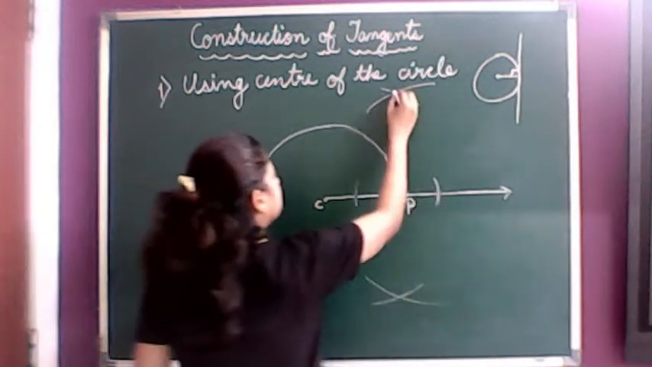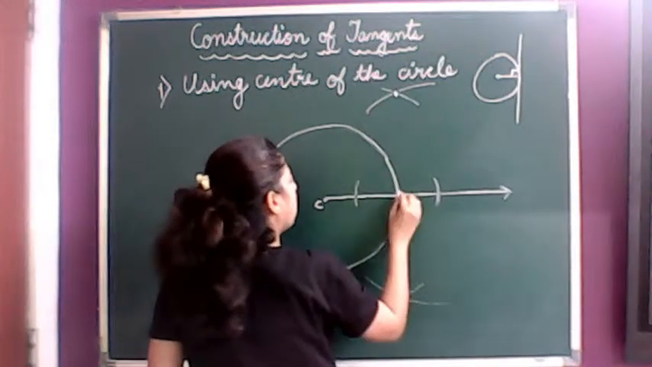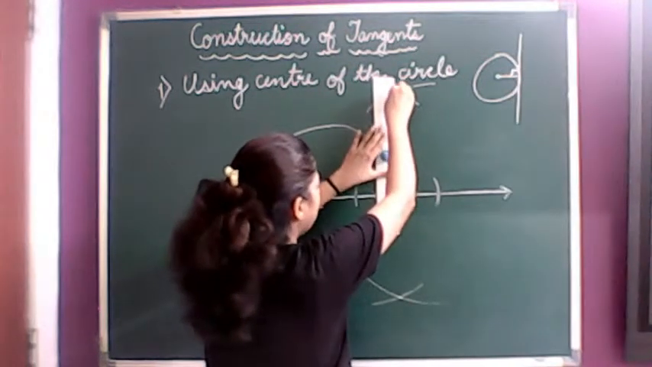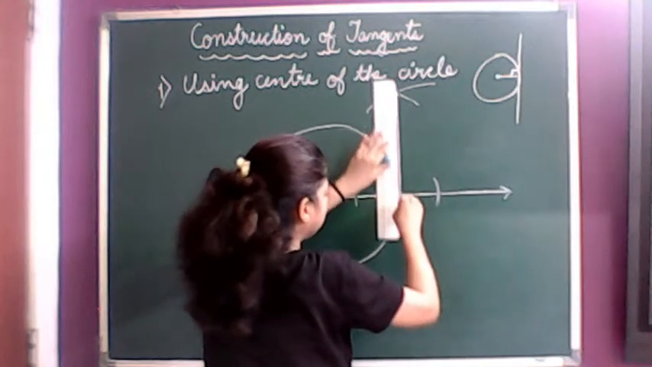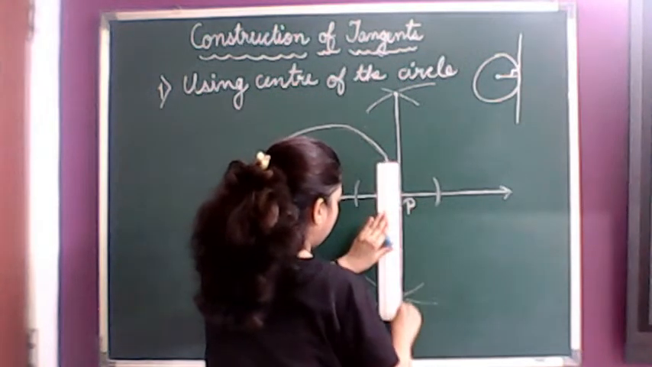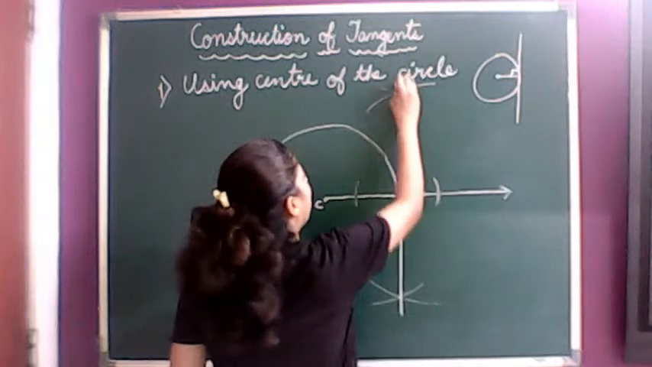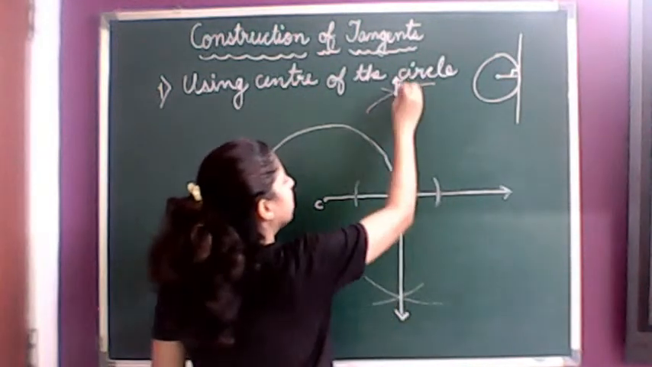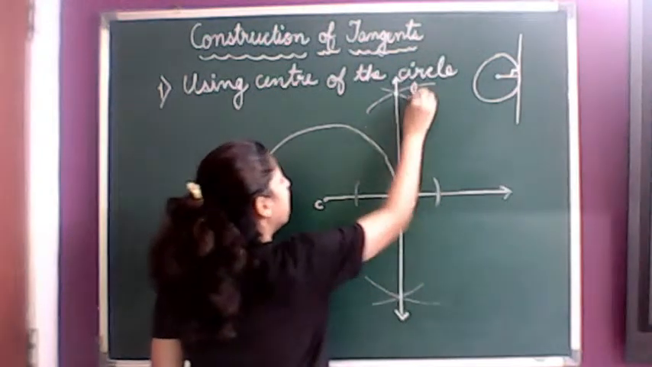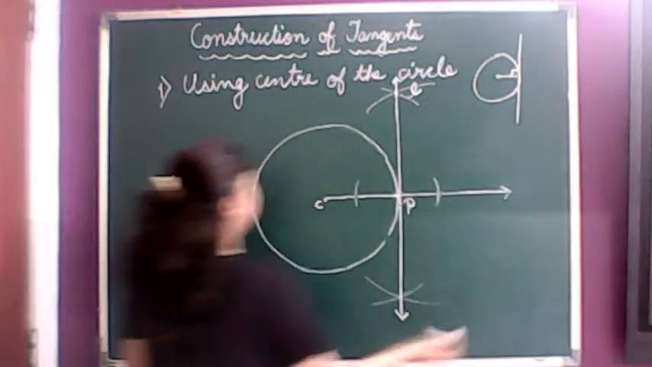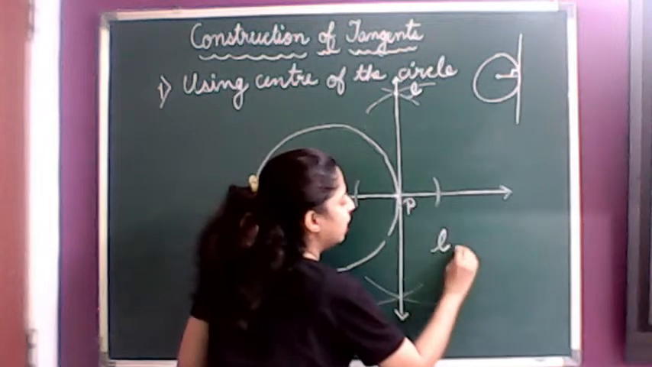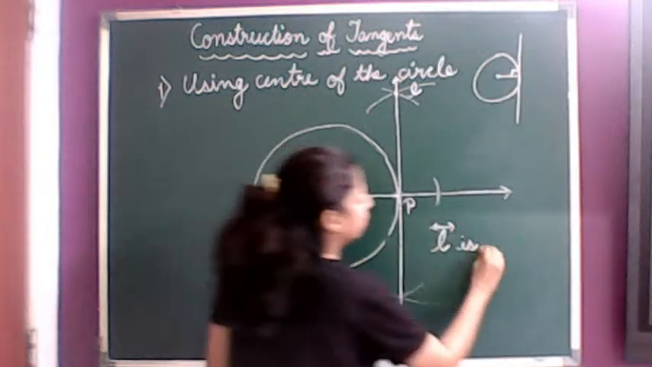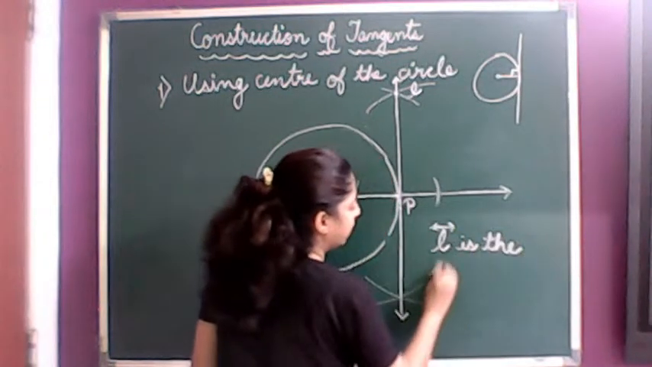Now I have made this, so now I will join your point P and this point. Simply join all these 3 points, and you get your required tangent. Make arrows on both the sides and name this. Suppose I have named this as L. In the end you have to write: L is the required tangent.